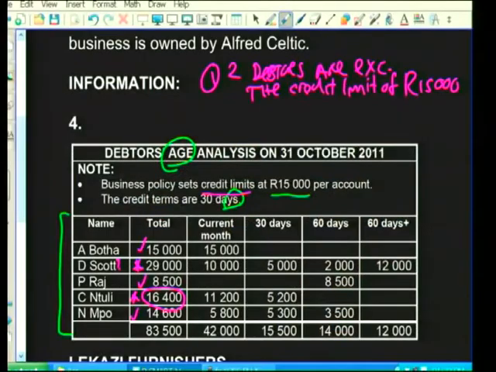Let's now look at the second reason. The second reason: your credit limit is 30 days. Debtors should settle their accounts within 30 days. Now, we already know that there's a problem. Debtors are taking 41 days to settle their accounts. So let's now look at which debtor is guilty of this offense.